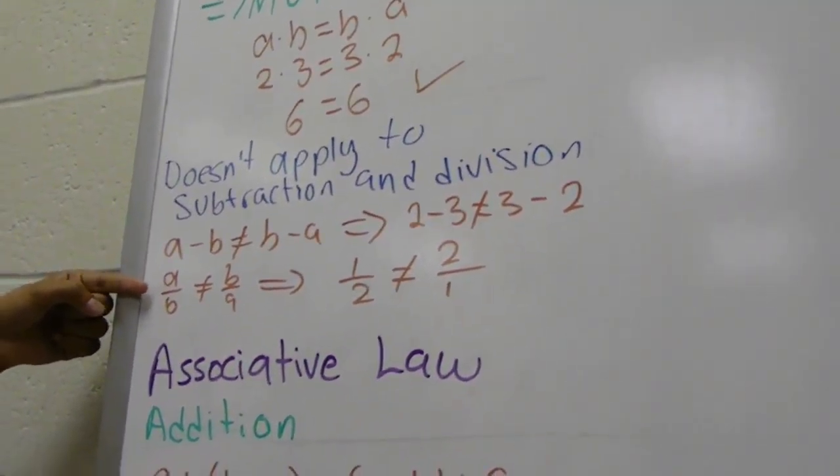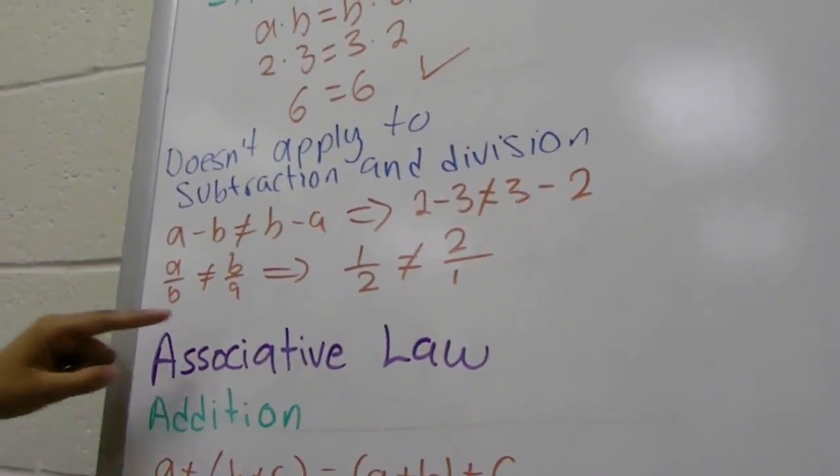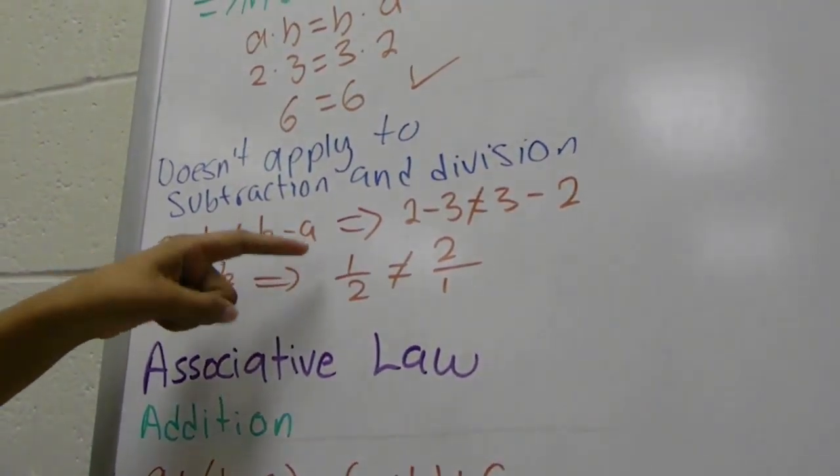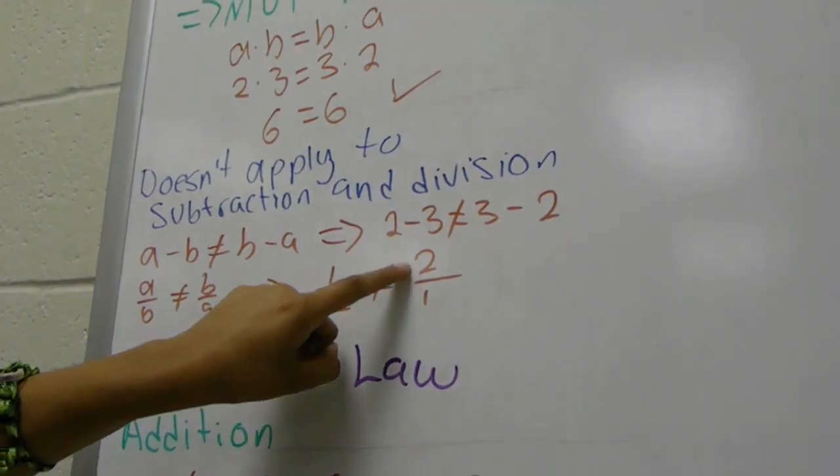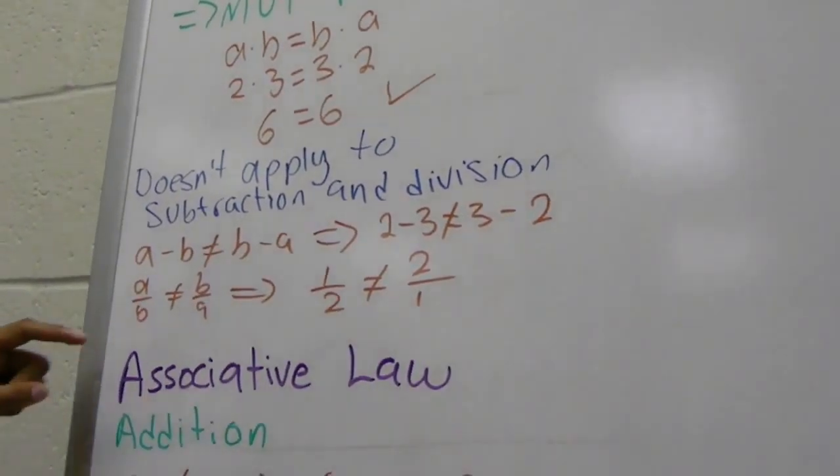For division, we have the same thing. A over B is not the same as B over A. So 1 over 2 is not the same as 2 over 1, which is just 2.